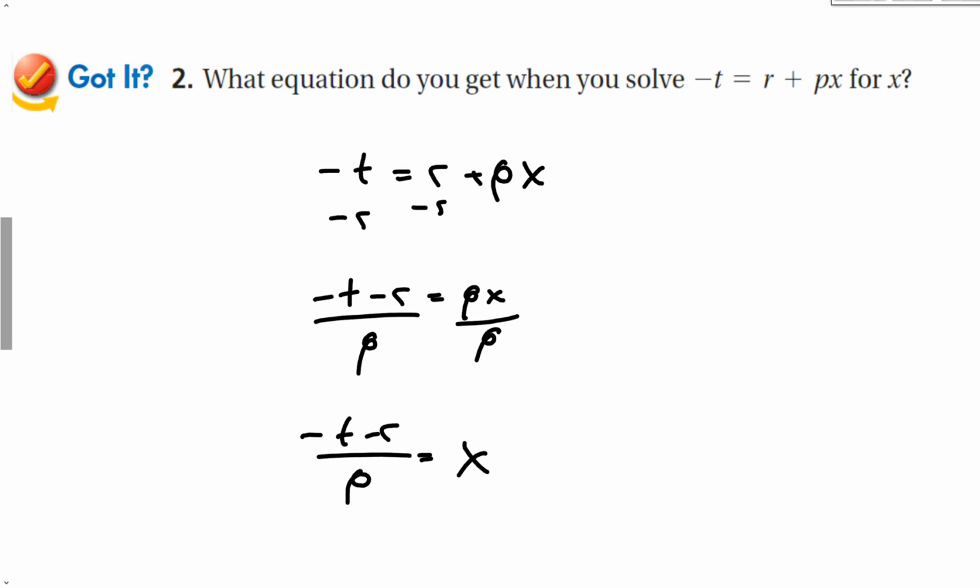Okay? And then one more step that you could do but don't have to is to realize that both of these are negative, so I could factor out the negative and have something that looks like that. But that's going a little extra.